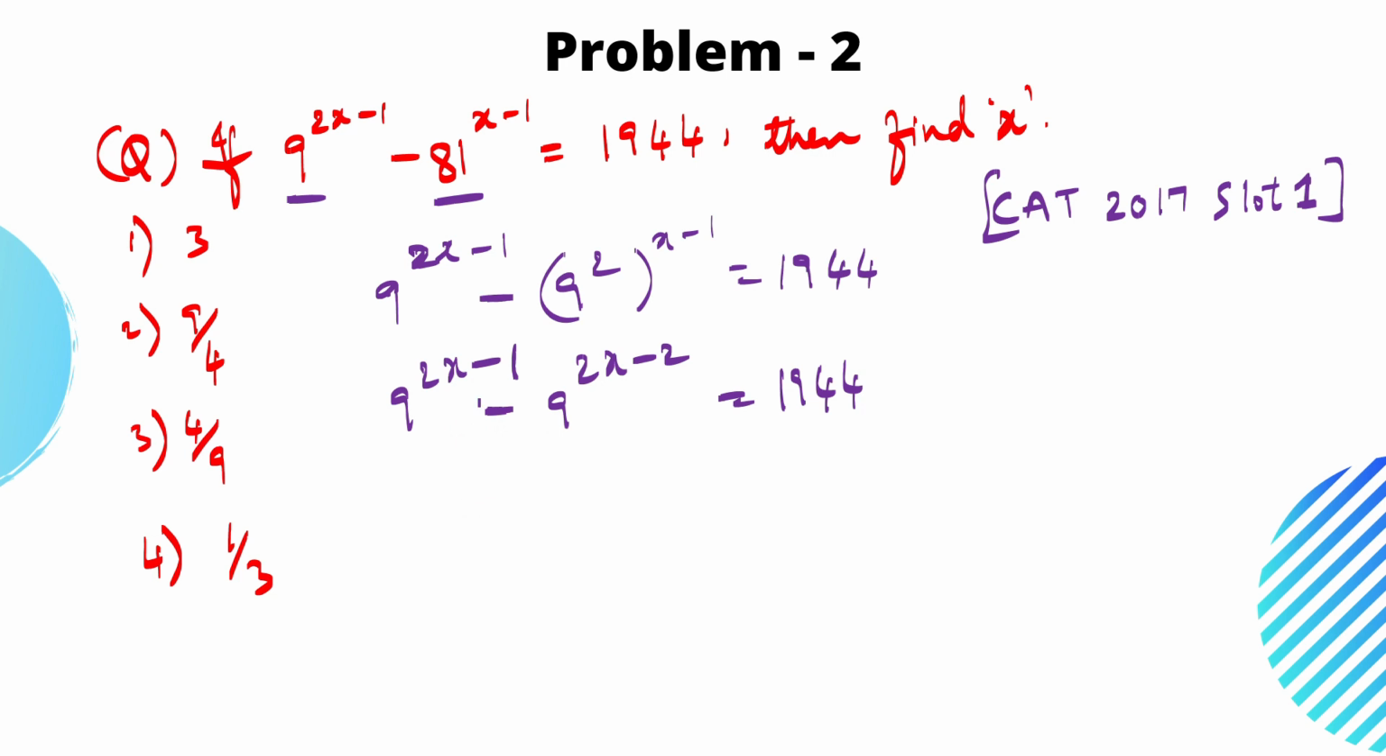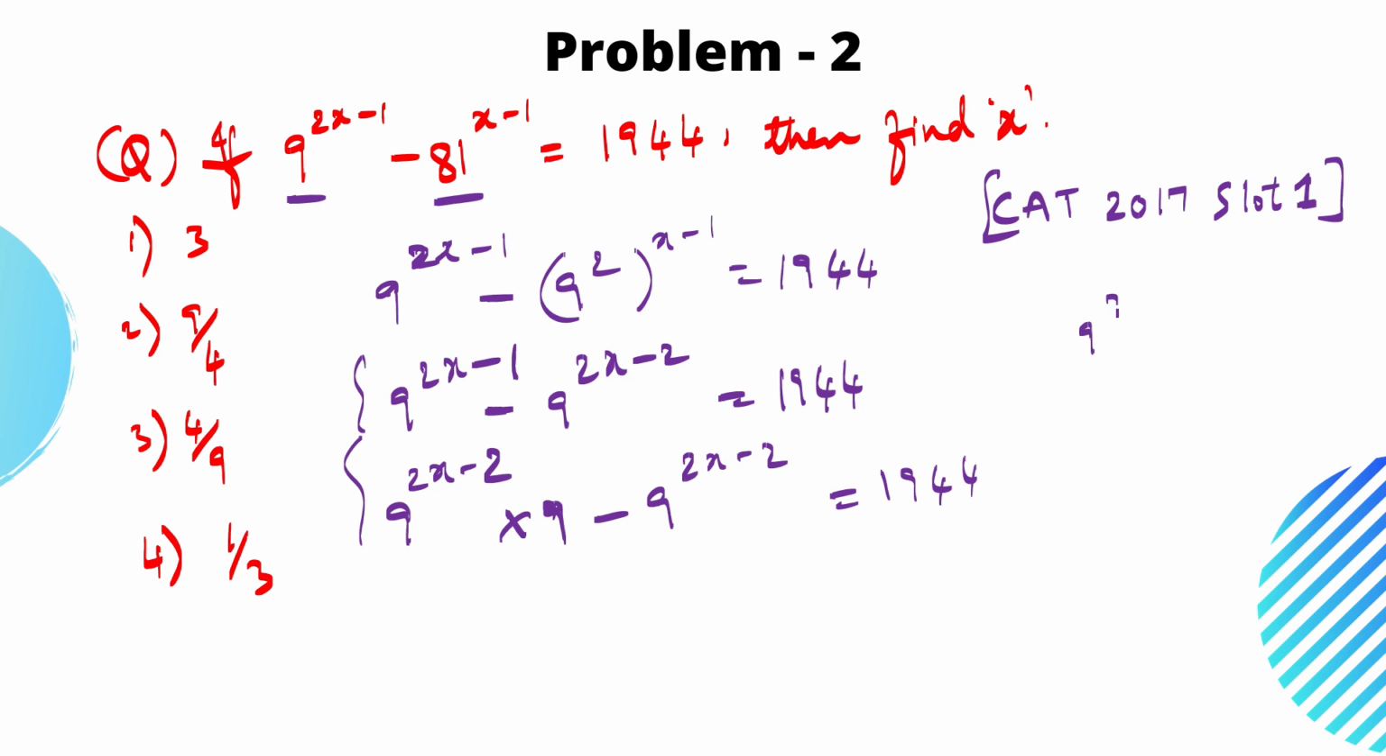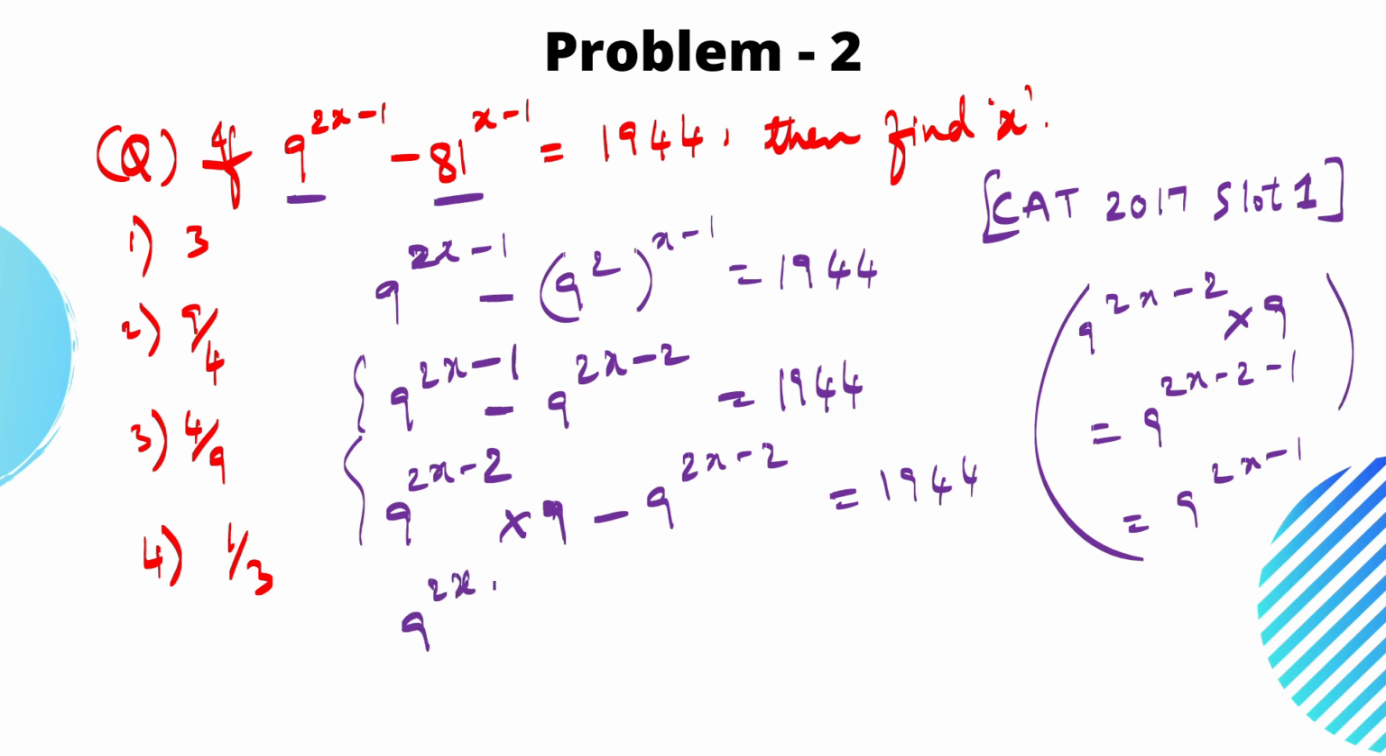So what shall we do now? Now we shall make this power 2x minus 1 as 2x minus 2. How can we do that? 9 to the power 2x minus 2 into 9 minus 9 to the power 2x minus 2, this is equal to 1944. Now this is the same as the earlier expression, because 9 to the power 2x minus 2 into 9 refers to a power m into a power n, which means 9 to the power 2x minus 2 plus 1, and this is equal to 9 to the power 2x minus 1. Hope you got this. Now we can take 9 to the power 2x minus 2 as common, so that we have 9 minus 1, this is equal to 1944, and 9 minus 1 is equal to 8.